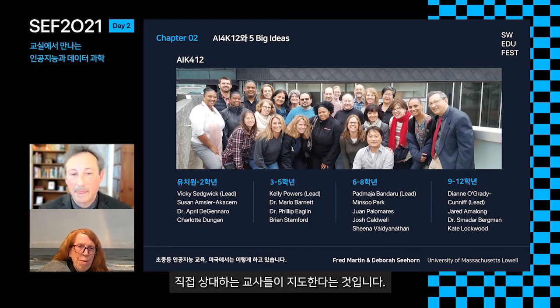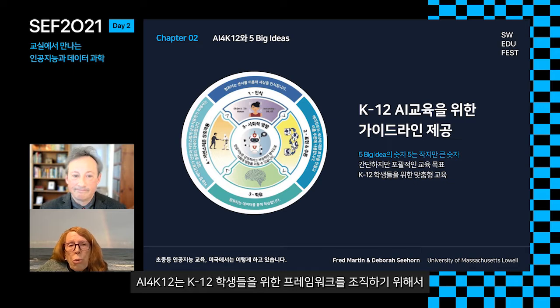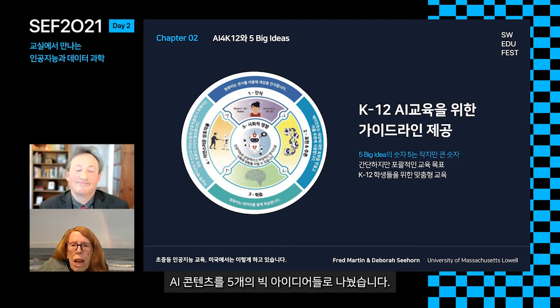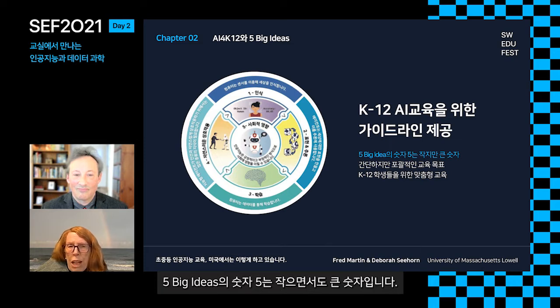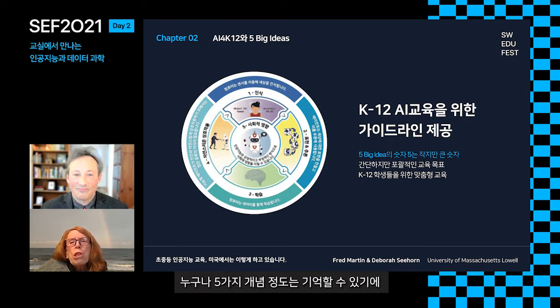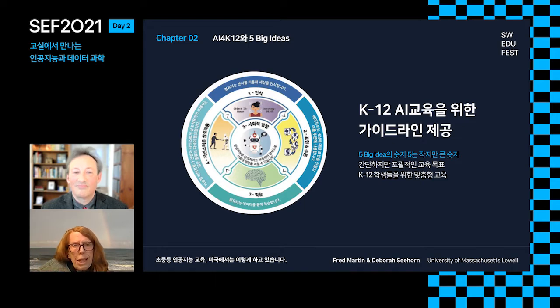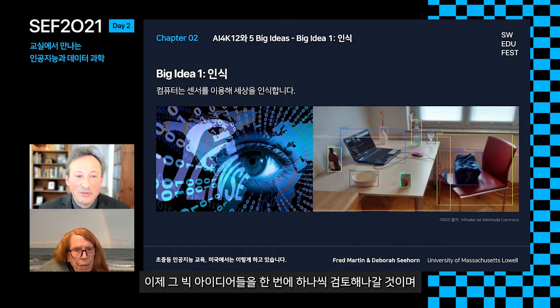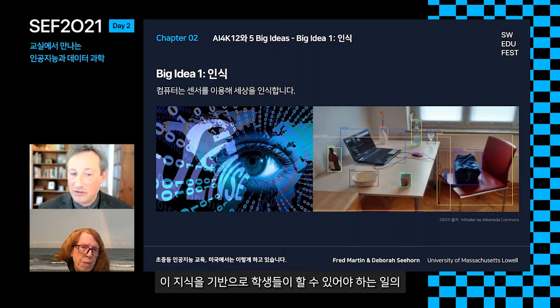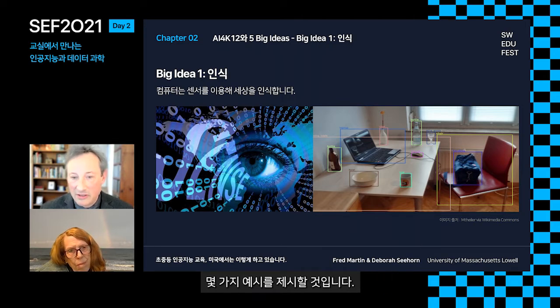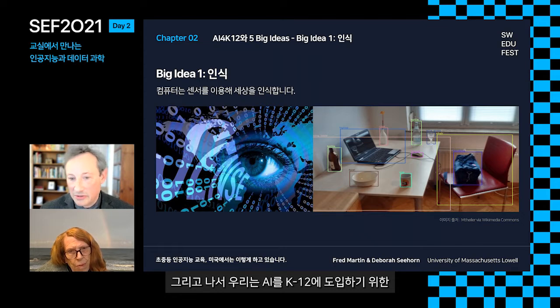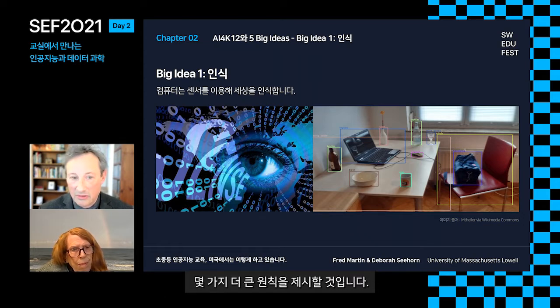As you know, the AI for K-12 initiative divided AI content into 5 big ideas as a way of organizing this framework for K-12 students. The big ideas are enough to cover the richness of the field, but small enough to be manageable by teachers because everyone can remember 5 big ideas. So we're now going to be reviewing the big ideas one at a time and giving some examples of what students should be able to do based on this knowledge. And then we'll be giving some larger principles for bringing AI into the K-12 world.